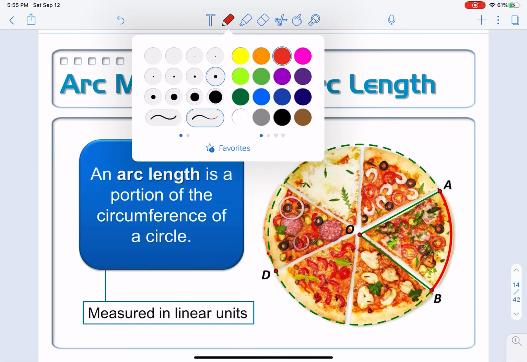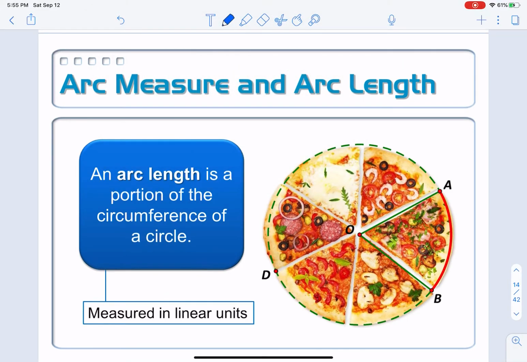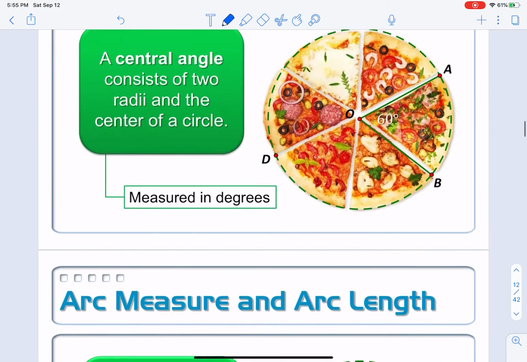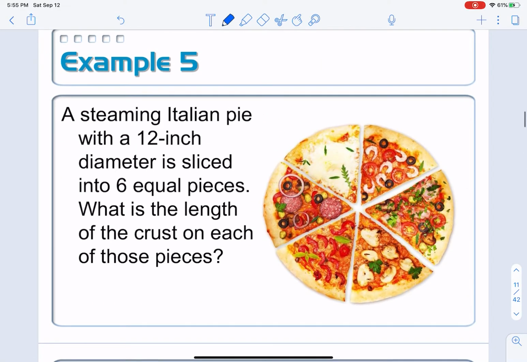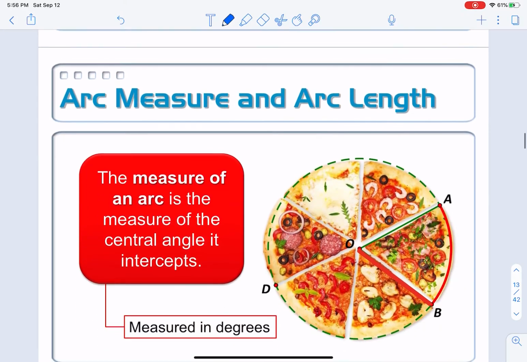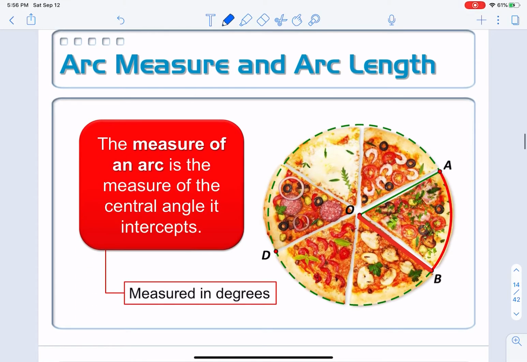So for the length of the arc, let me choose a blue crayon this time. Let's assume that a fly got into the room and it landed on this piece of pizza right here at point B. And arc length is how far does that fly have to walk along that pizza crust? It's basically the example that we just worked right up here. What it was asking us, what is the length of that piece of pizza crust? That's arc length. And that's the difference between those two things, arc measure and arc length.